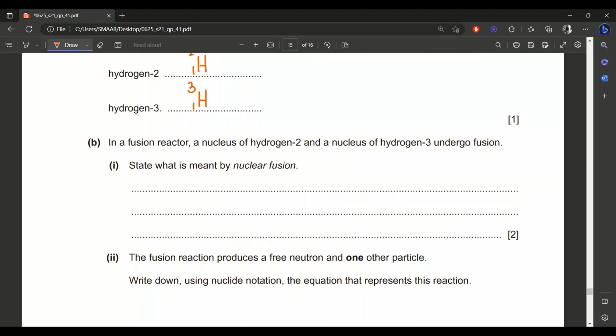Okay, in a fusion reactor, a nucleus of hydrogen 2 and a nucleus of hydrogen 3 undergo fusion. What is meant by fusion reaction? So fusion reaction means to combine two small nuclei to make a larger nucleus. To combine two small nuclei and make a heavy nucleus.